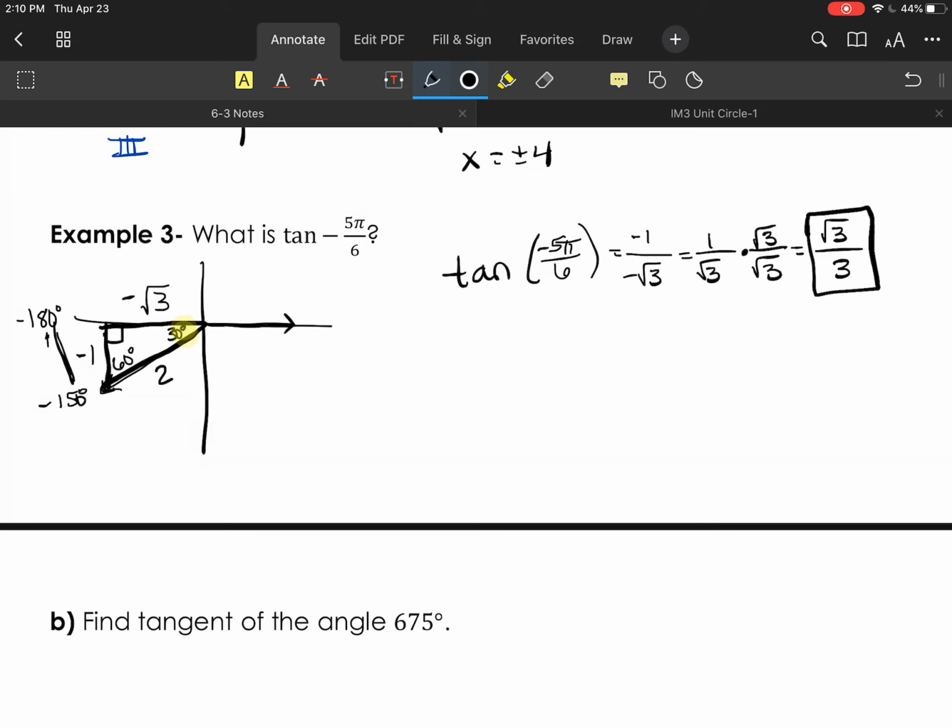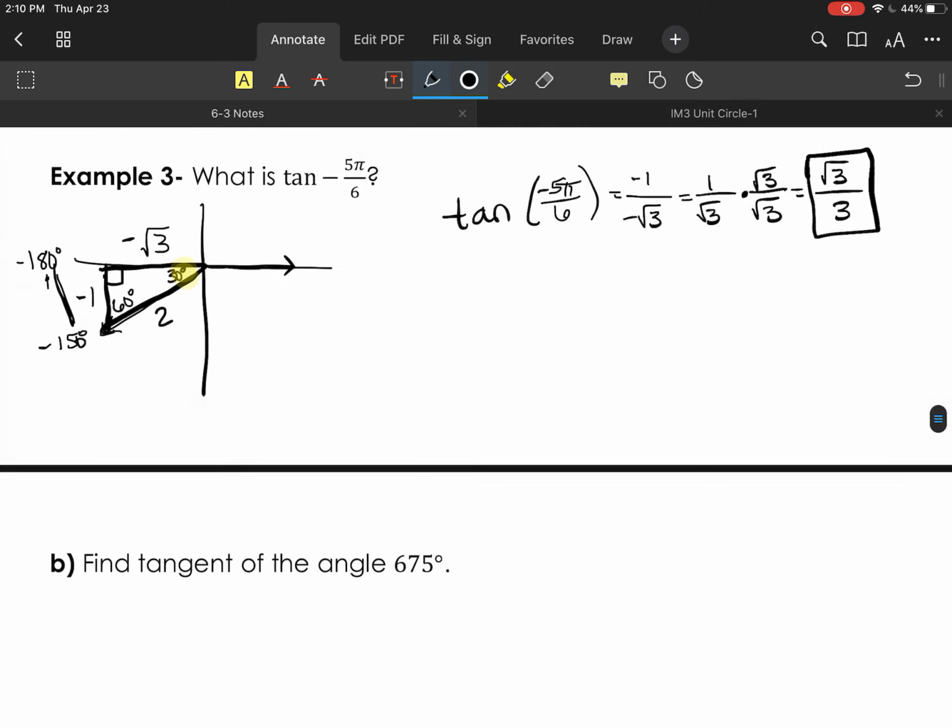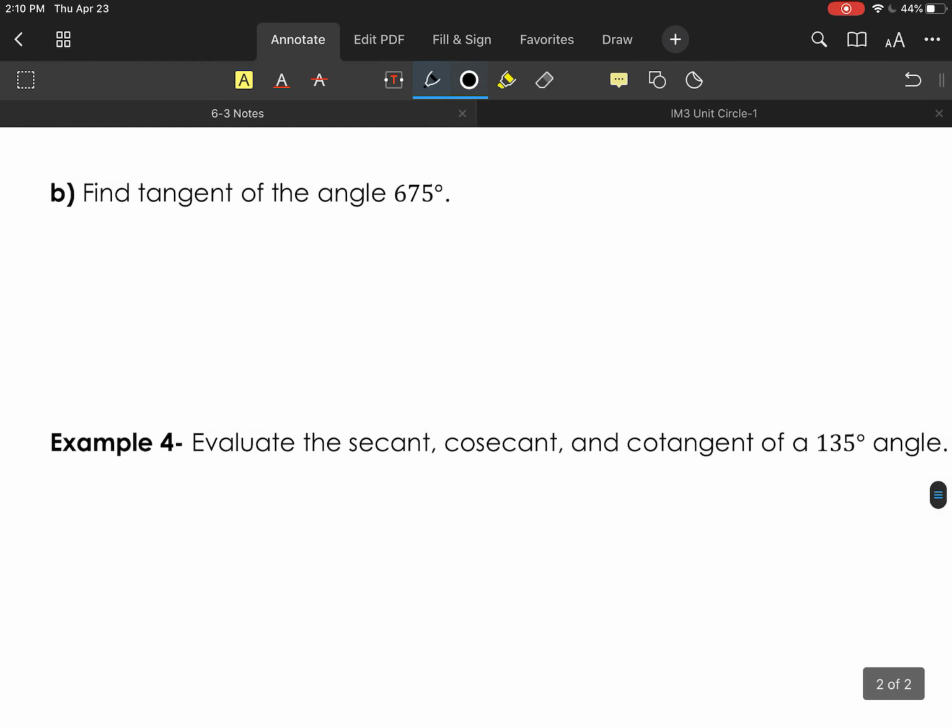Just a heads up, some of the questions on your assignment ask, like, is tangent positive in the fourth quadrant? Just draw a triangle and see what happens, okay? In this case, both your opposite and your adjacent sides are negative, which means when you put them into a fraction, they cancel each other out.